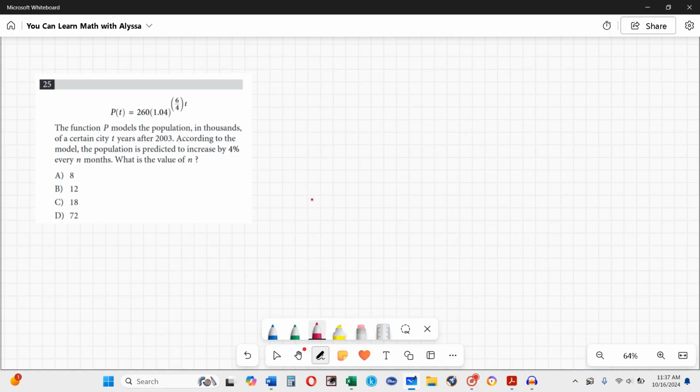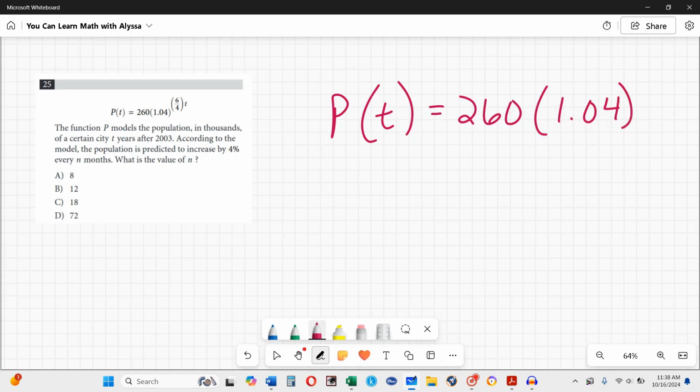Right, number 25. P of t is equal to 260 times 1.04 to the power of 6/4 t. The function p models the population in thousands of a certain city t years after 2003. According to the model, the population is predicted to increase by 4% every n months. What is the value of n? Okay, this is one of those where there's so much verbiage going on, it's easy to get lost in the weeds. So I'm going to rewrite this, and I'm going to start labeling things. Okay, so I have 260 times 1.04 to the power of 6/4 t.